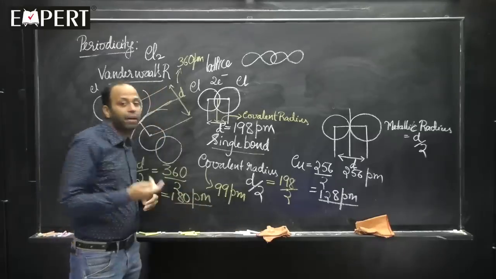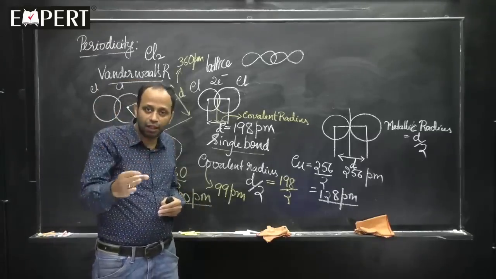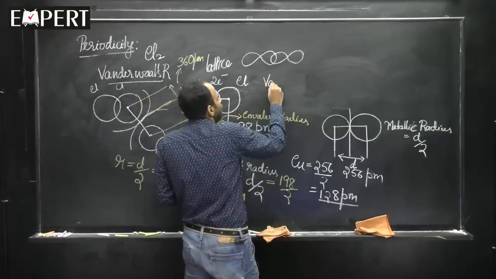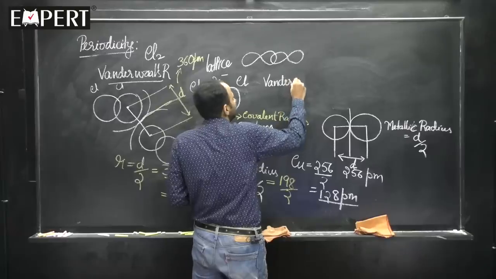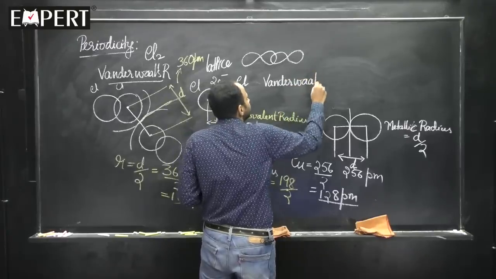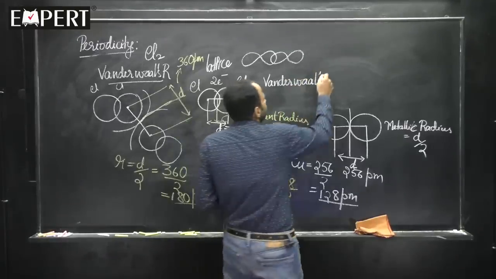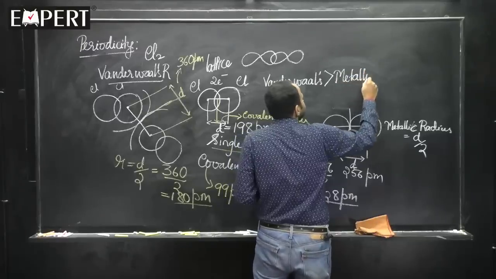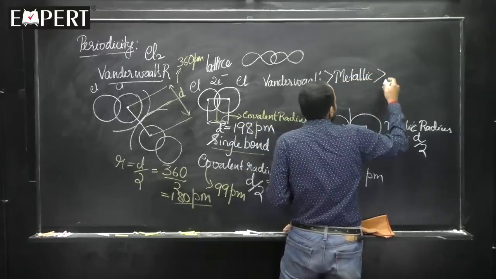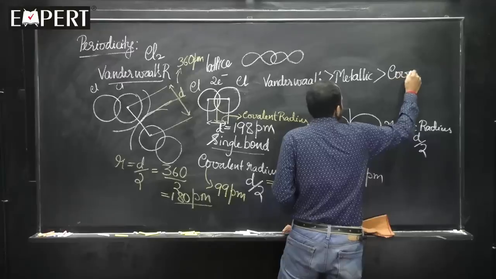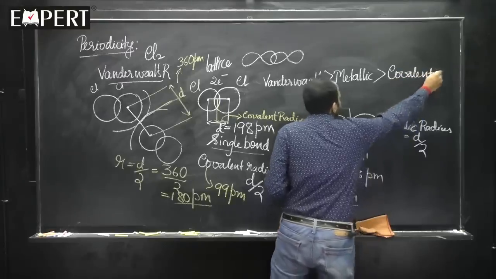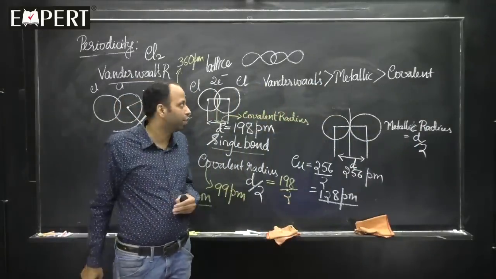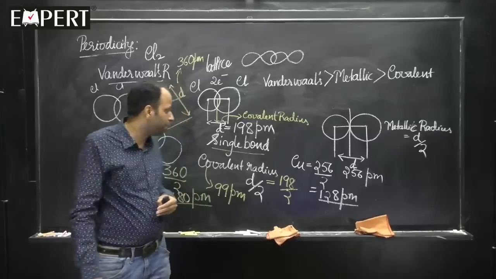So, if an element has all 3 radii, that is, metallic, covalent and van der Waals radius, then van der Waals radius is greater than metallic, and metallic is greater than covalent. Now, this is there I think at the bottom of page number 95, note or put an underline for that, very important, 1 mark question may be asked.